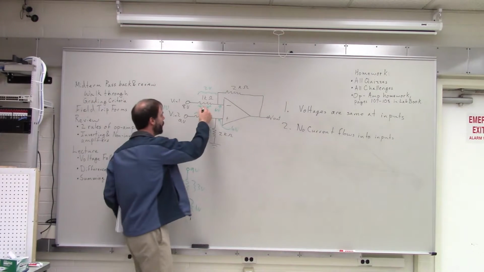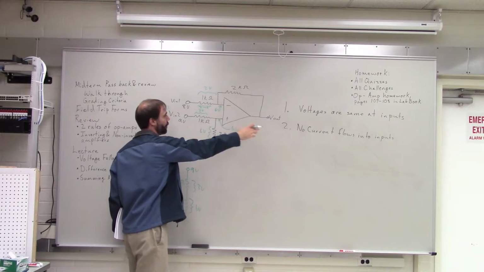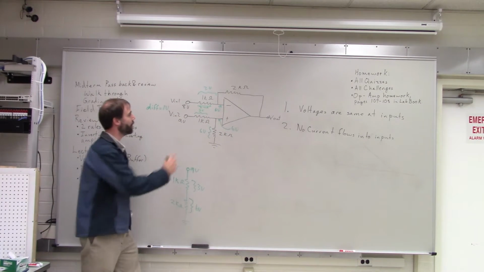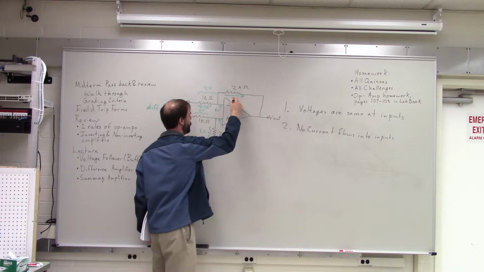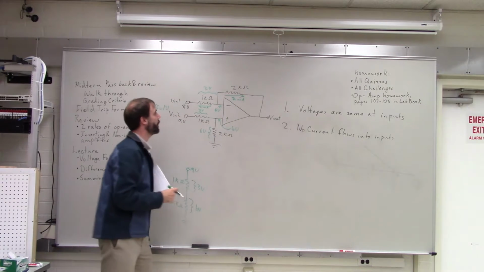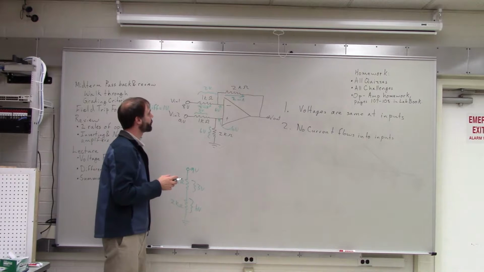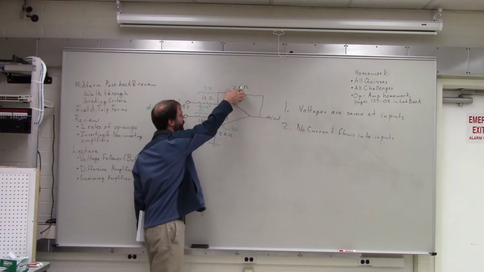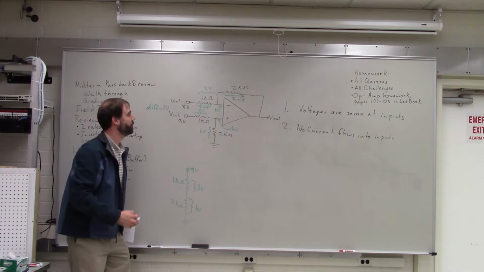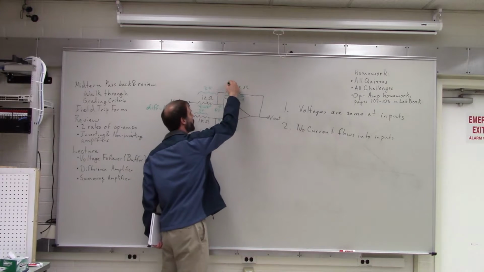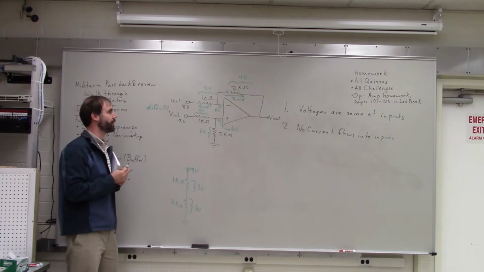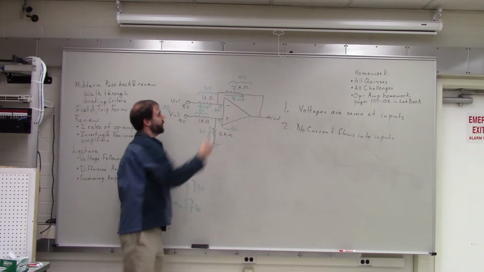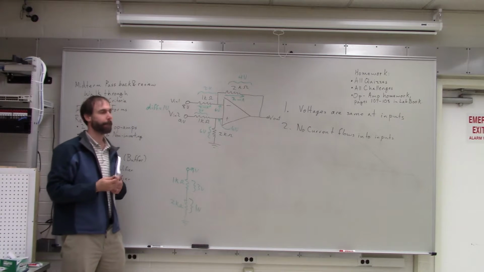Yeah, exactly right. So this current is flowing that way. We know from the second rule that none of it flows into the op amp, so all of it must flow up here through this resistor. So you must have 2 milliamps flowing through there. So how much voltage do we have across that resistor? 4 volts. Right? Voltage equals current times resistance, so that's 2 milliamps times 2 kilo ohms. It comes out to be 4 volts. Okay?